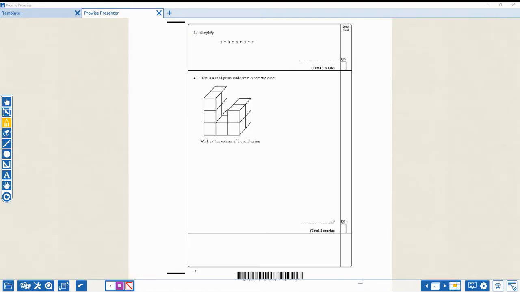Okay, question 3, bit of algebra, simplify. There's 5 x's, we're adding them all together. So quite simply, there's 5 lots of x, or 5x.